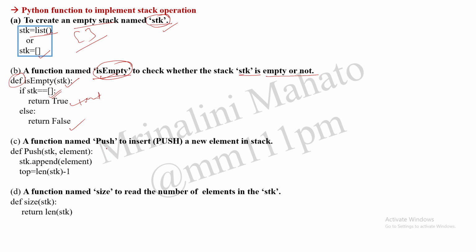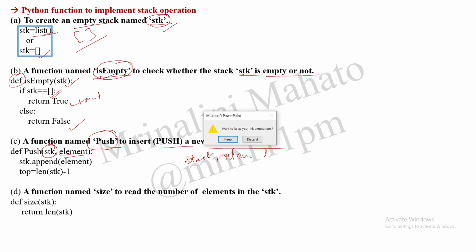Now a function named push to insert a new element in the stack. The function name push is given, and you just insert an element through the push. So whenever we insert an element through push, define push, first we will call the stack, because in the stack we will add the data, and we need the element. So in the push function, what we require first is the stack and second is the element. Okay, stack and element we require.